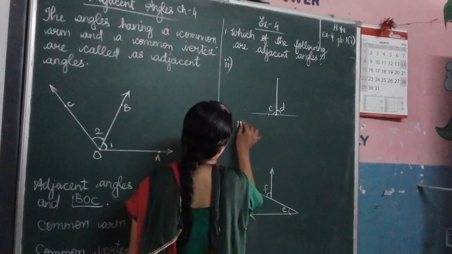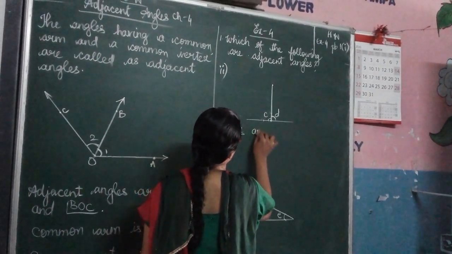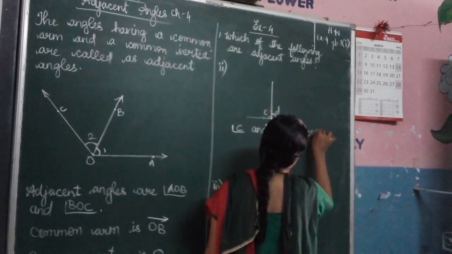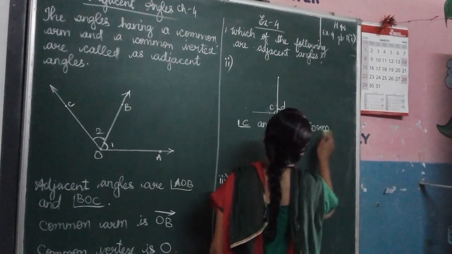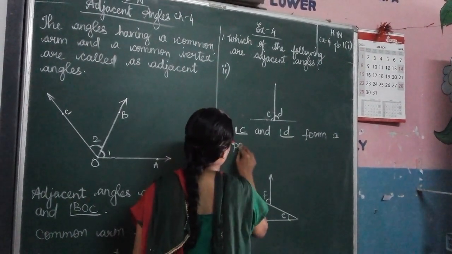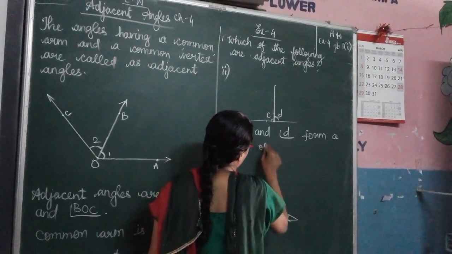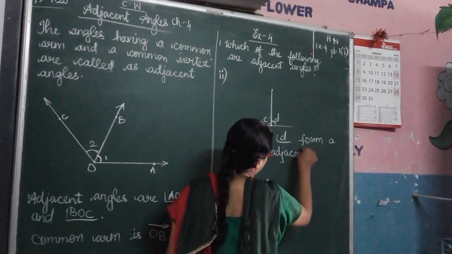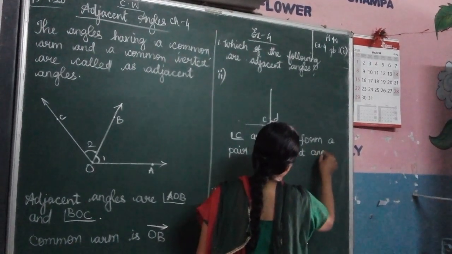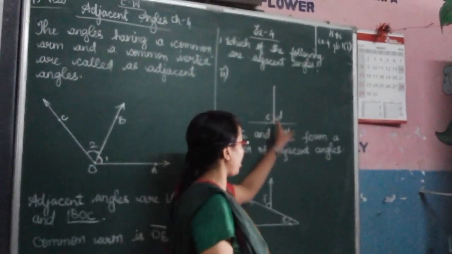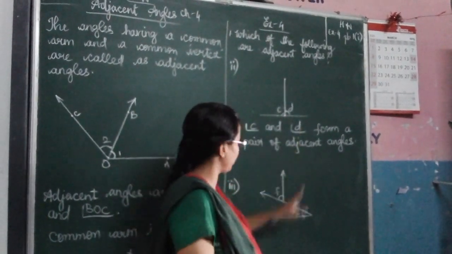So, angle C and angle D form a pair of adjacent angles. What is the reason? Because they have a common arm and a common vertex.